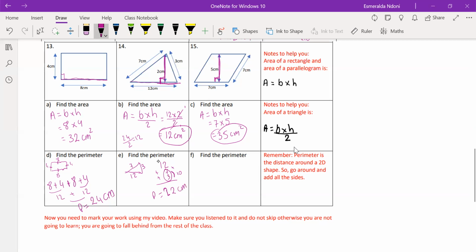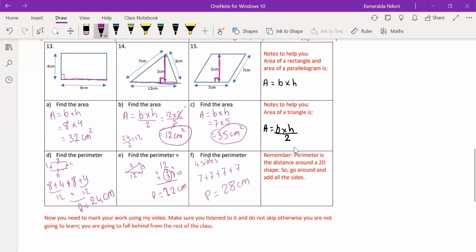We have one more, which is the perimeter of the parallelogram. Again, a parallelogram has 4 sides. You need 4 numbers to add up to each other. So the first one is a 7, going around is another 7, going around another 7, going around another 7. So I have 4 7s, and I know that 4 7s are 28, and the unit is centimeters. And that's it for this.